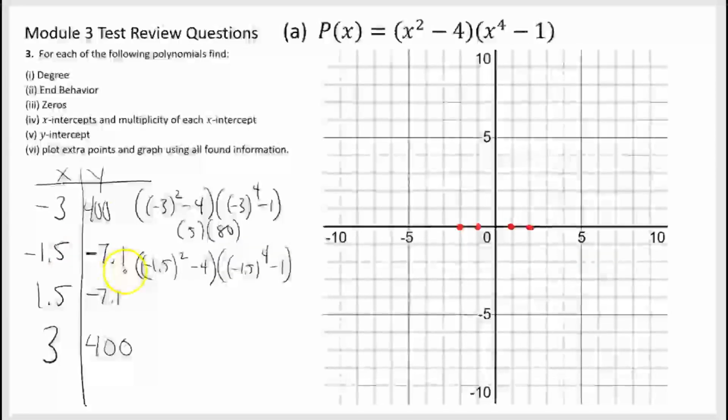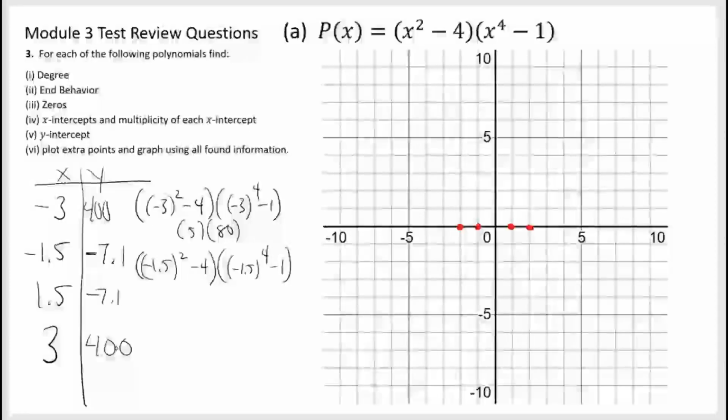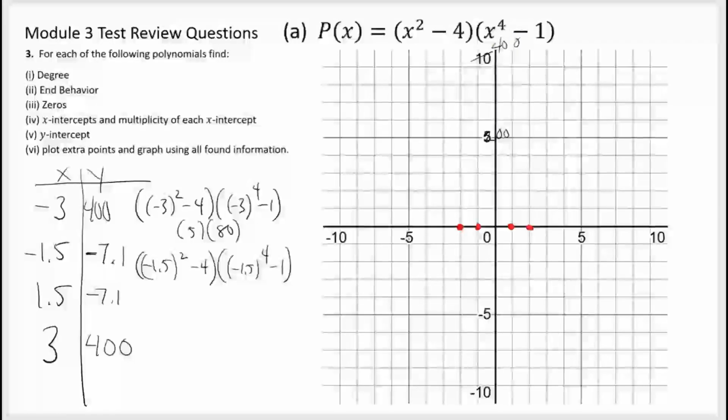All right, y'all, so -3, 400, we did that one together. -1.5, -7.1 was the y value. I rounded that. 1.5, -7.1, I rounded that. And then +3, 400. So again, my scale is not going to cut it. Matter of fact, you know, 400 is what I've got. Let's make this, if you want to, instead of 5, let's make it 200. Can you do that? Sure. 200, and let's make that way at the top 400, okay?